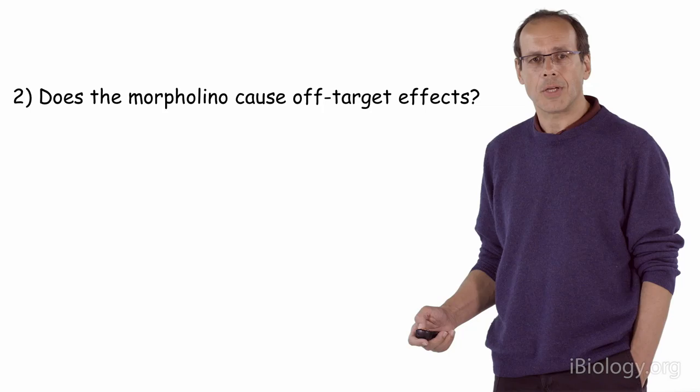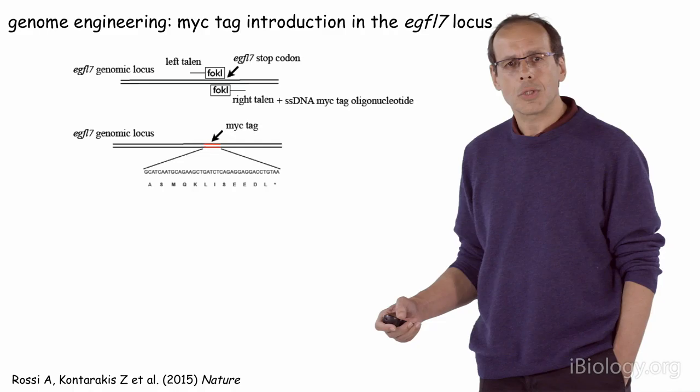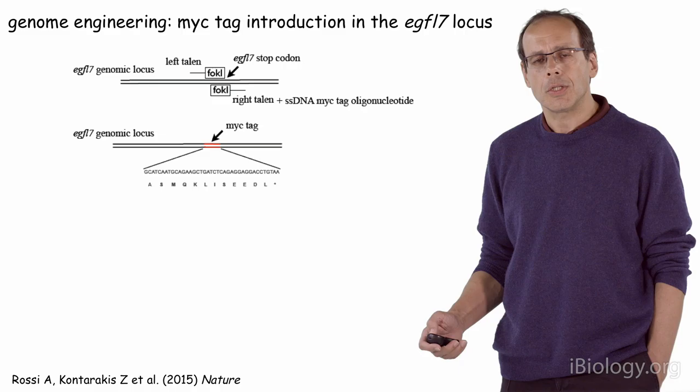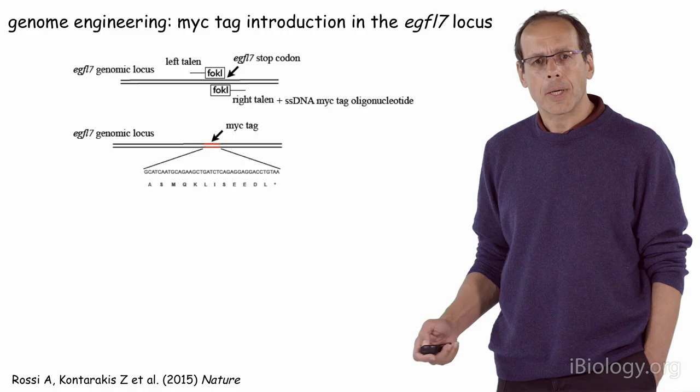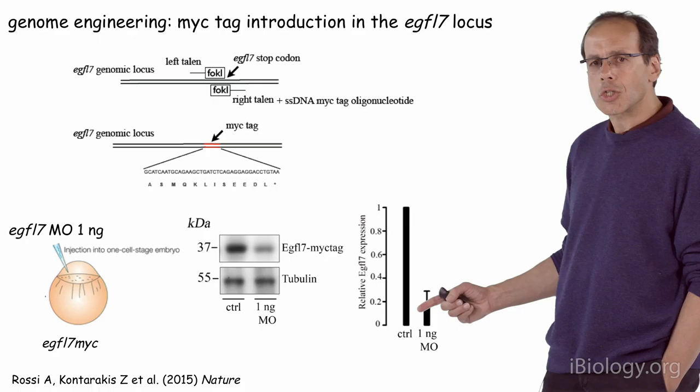So essentially, before we inject this morpholino into the EGFR7 mutants, we want first to introduce a MYC tag in the EGFR7 locus, again by gene editing following cleavage by TALENs. And this is to allow us to look at the efficiency of the morpholino at different doses. By Western blot analysis, after injecting 1 nanogram of this morpholino into these transgenic embryos, one can see there's about an 80% reduction of EGFR protein levels.